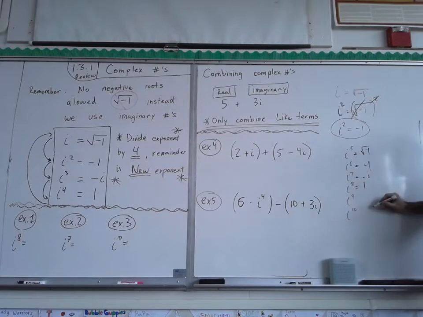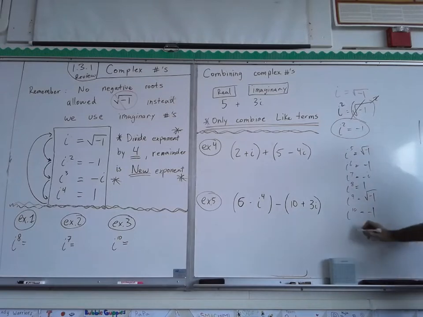Who can tell me what they think i to the ninth is going to be? i to the ninth? Square root of negative 1. i to the 10th? Negative 1. Negative 1. Okay.